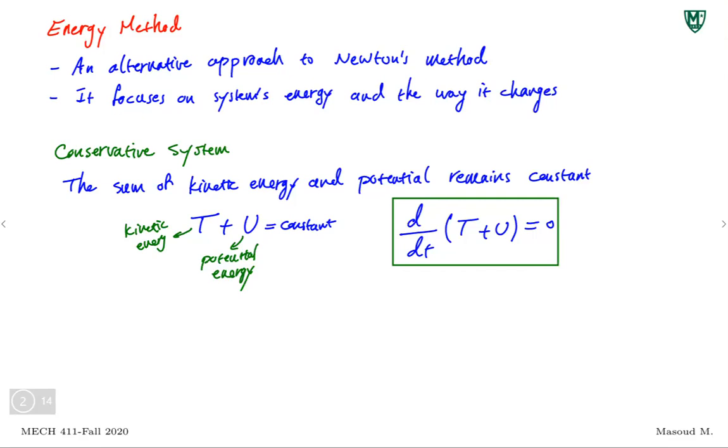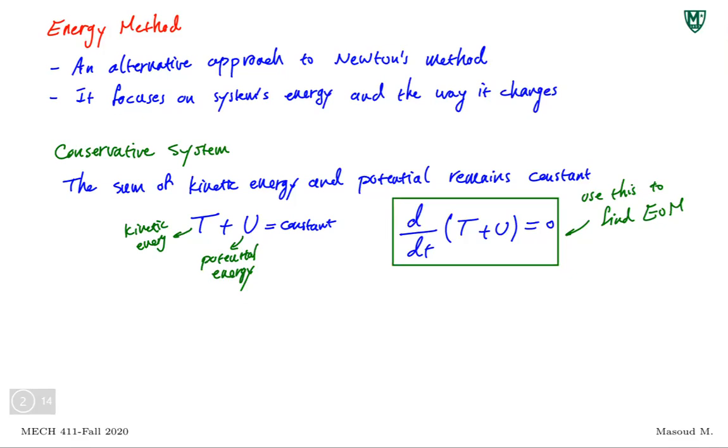So from here, we use this to find an equation of motion for the system. As long as your system is conservative, meaning that there is no energy leakage in that system, no damping, no friction, nothing like that, you can use this.